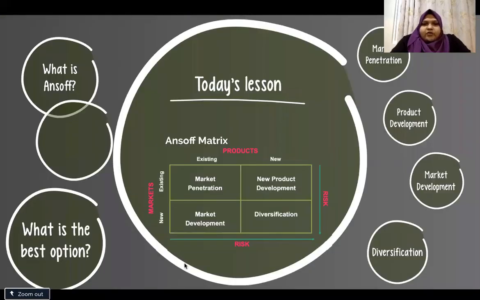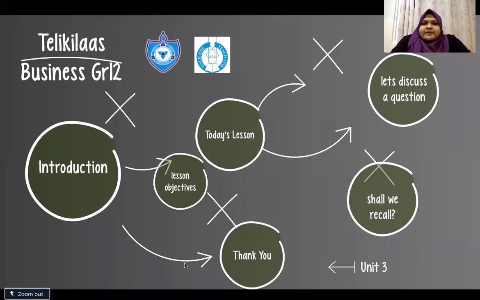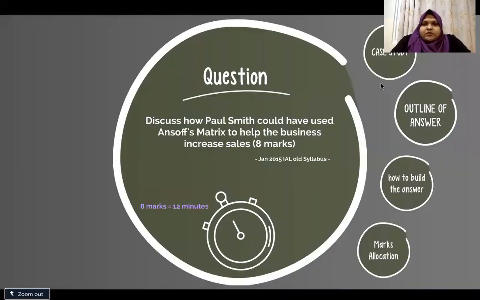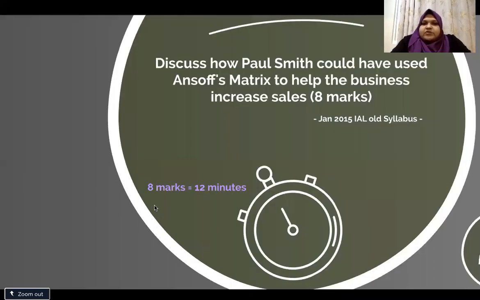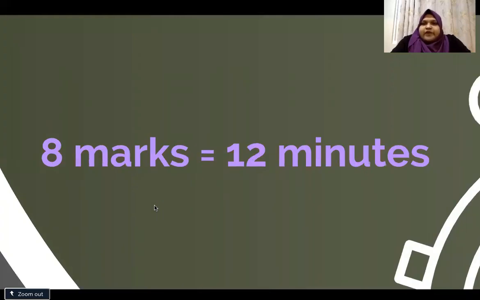All right, now moving on, let's discuss a question. Before we go into answering this question, let me first outline a couple of things. This particular question I have taken is from the old syllabus, from January 2015. The question says, discuss how Paul Smith could have used Ansoff matrix to help the business increase sales. The question is for 8 marks. You have to keep in mind that 8 marks is equal to 12 minutes, approximately 1.5 minutes per mark. So please make sure you keep this in mind when you actually answer the questions.